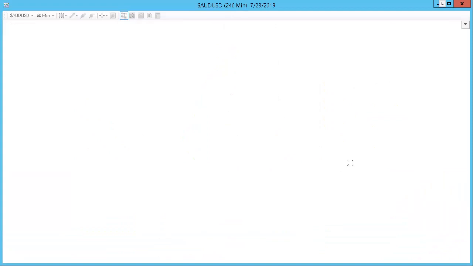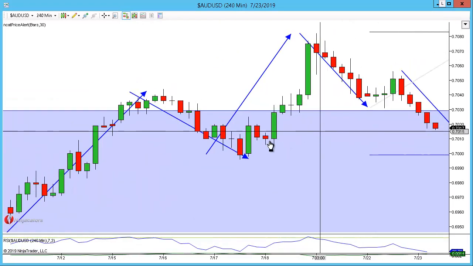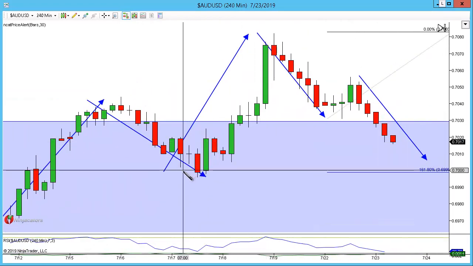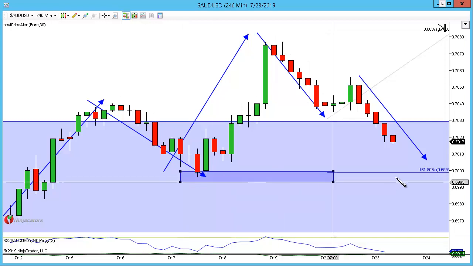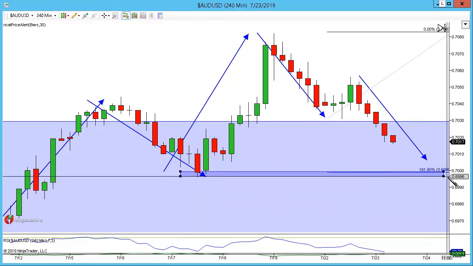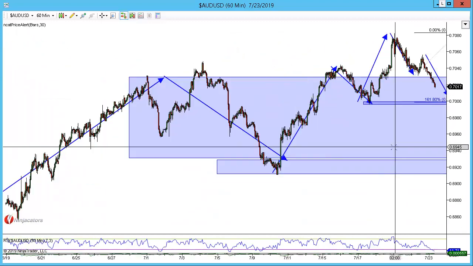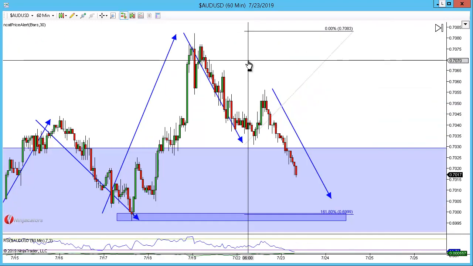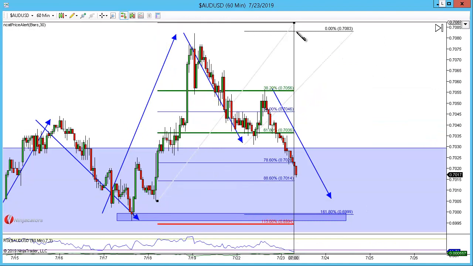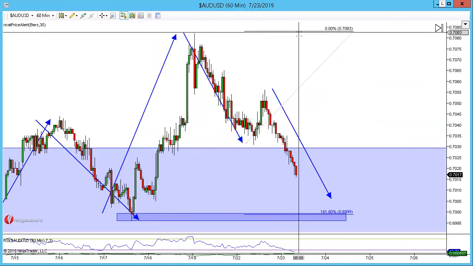If we go back to the 240, we can highlight the wicks just down here, which actually comes in at that 1618 fib and that 7,000 psychological number. And then we can drop to the 60 and look for our entry reason, whether that be a double bottom, rotation pattern. Is this actually a back pattern from this point? Let's have a look. Nope.